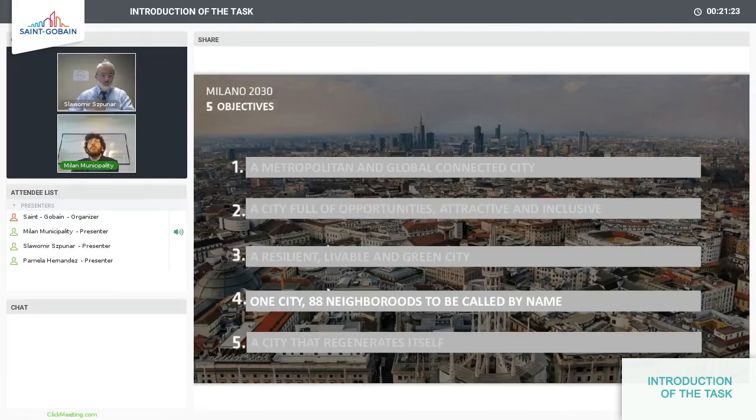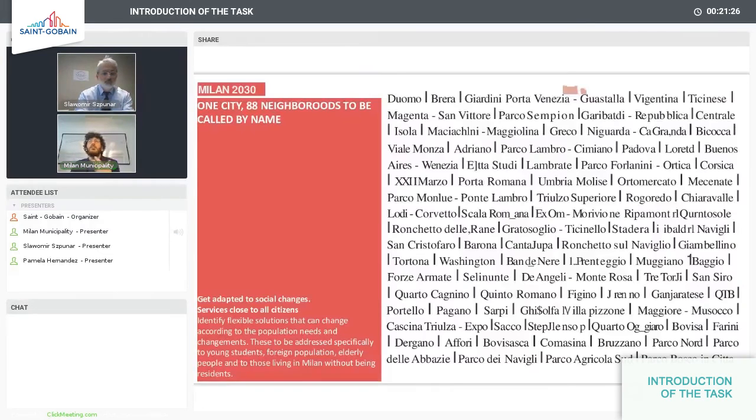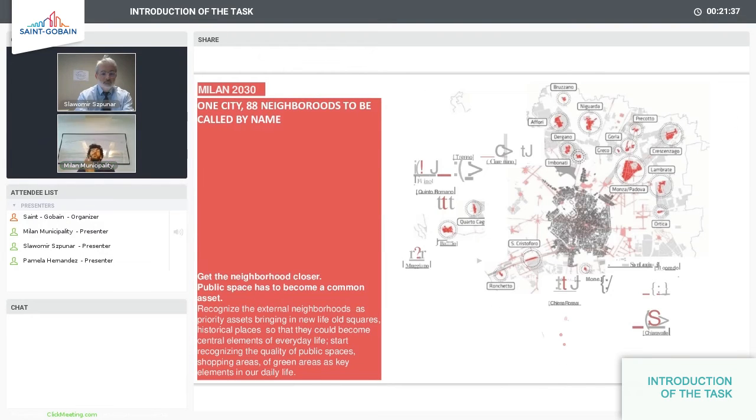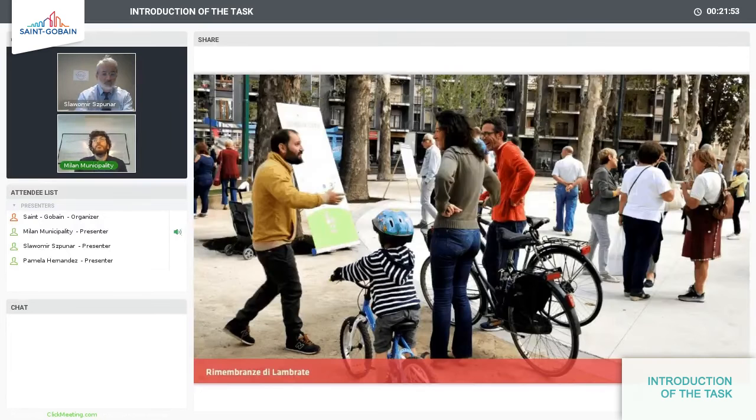The fourth of the five objectives is the neighborhood level. So we want to have a city which is made of 88 neighborhoods, which we define in the city plan, together with the fact that we want to foster local identities, with a different concept of use of public space. So we think that the public space in the neighborhoods, particularly in those historic neighborhoods that developed in the past, can be a factor of revitalization of the local identities.